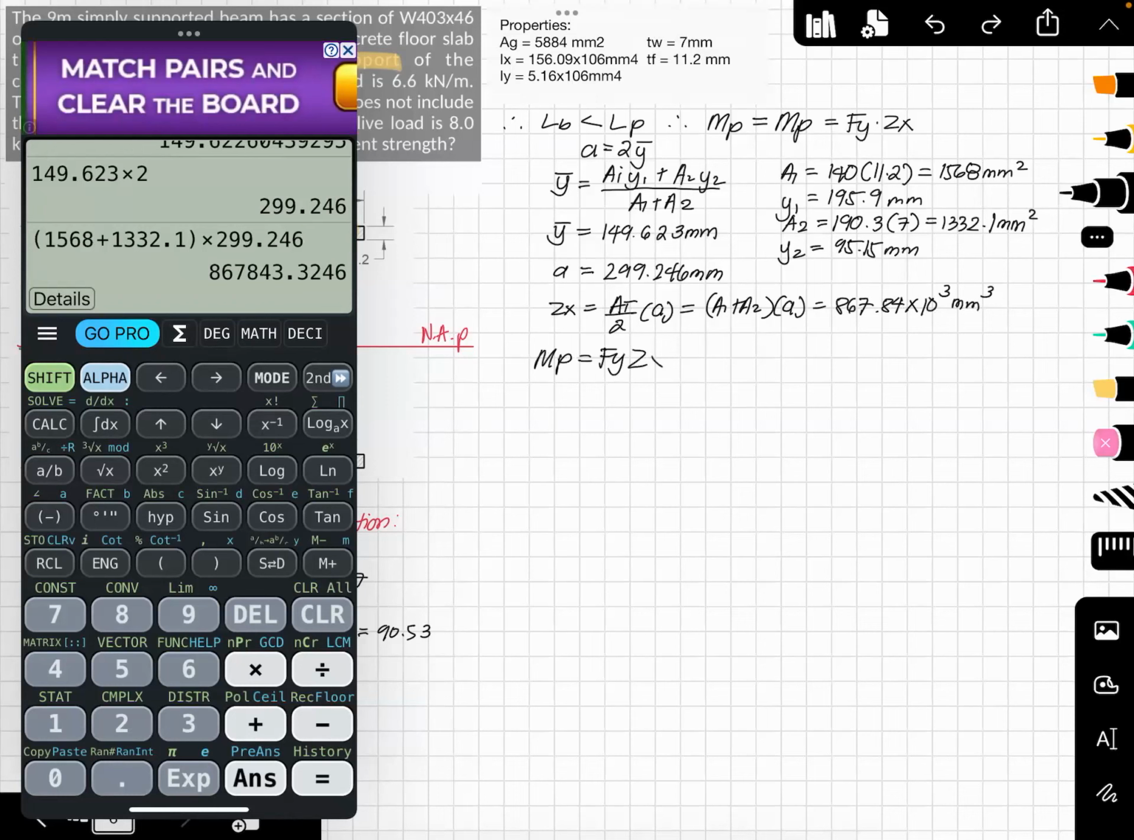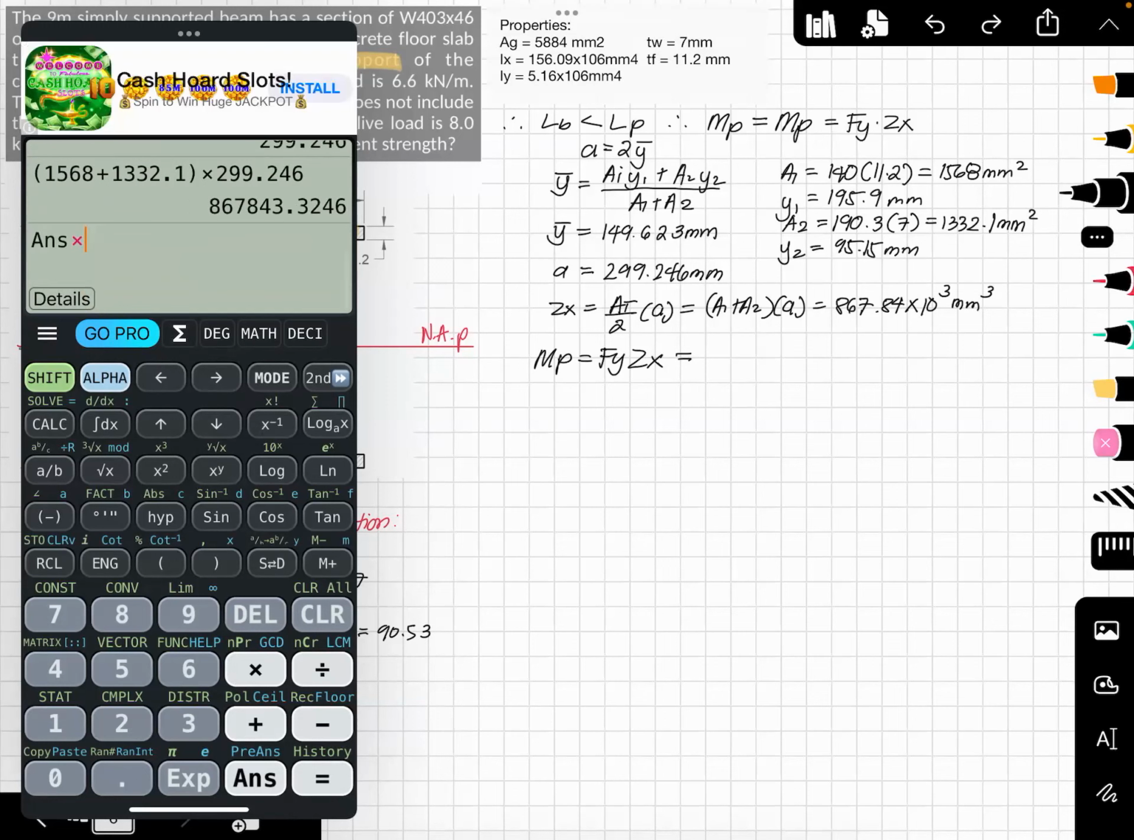Now for your Mp, this is just equal to FyZx. So your Fy is 345, times 867.843 times 10 raised to 3, divided by 10 raised to 6. So 299.